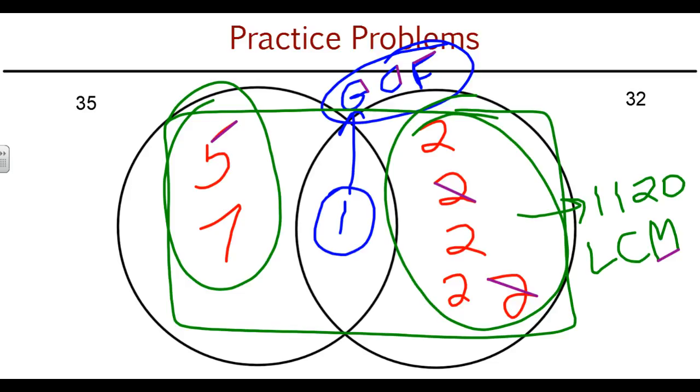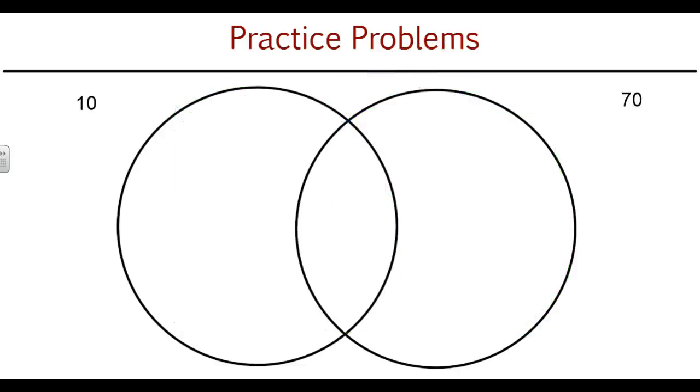So in this case, if they don't share any prime factors, they have a GCF of 1. Remember, we call those relatively prime. And then their LCM is just the numbers multiplied together in this case. And then final practice problem, let's look at 10 and 70 and see what you can do for coming up with a GCF and the LCM of these two numbers.